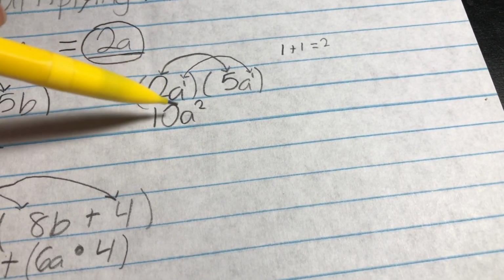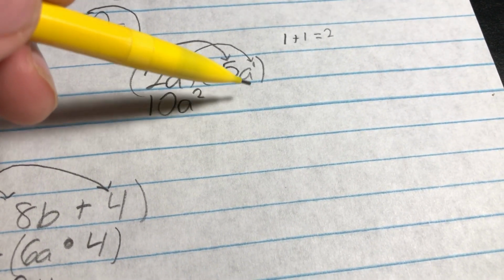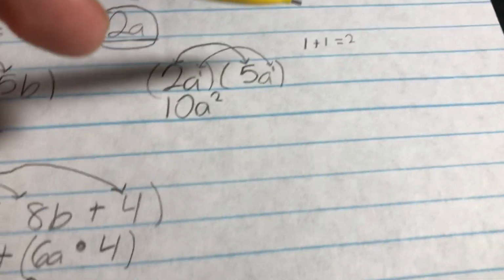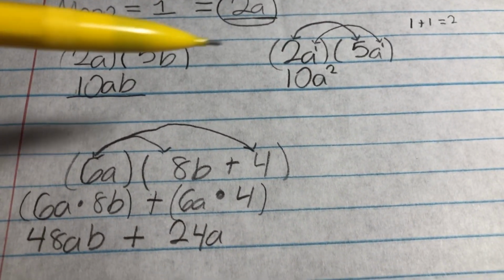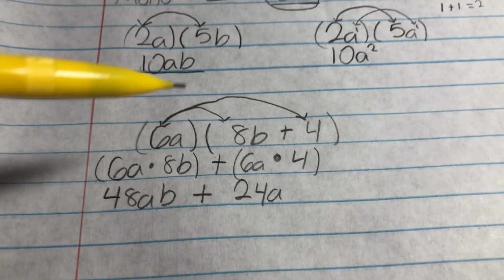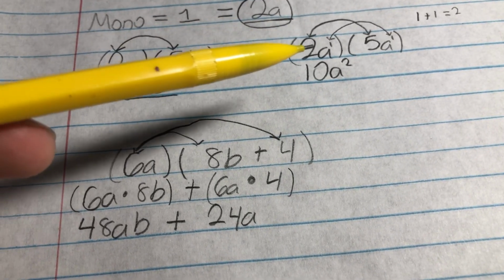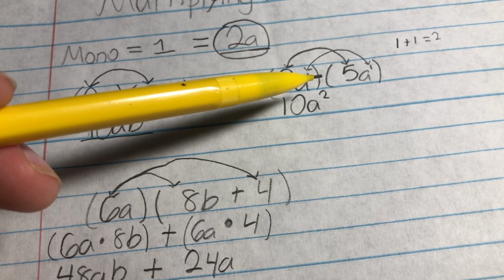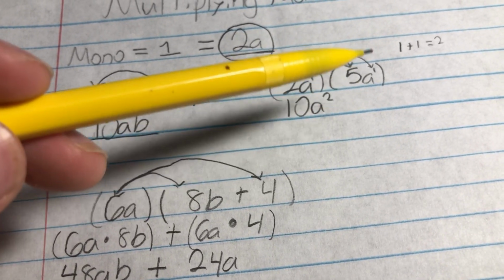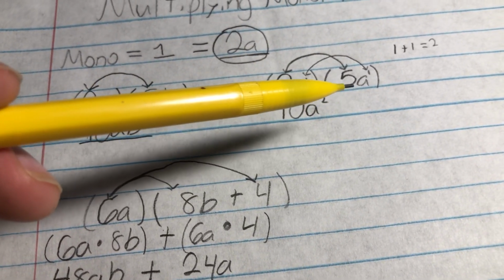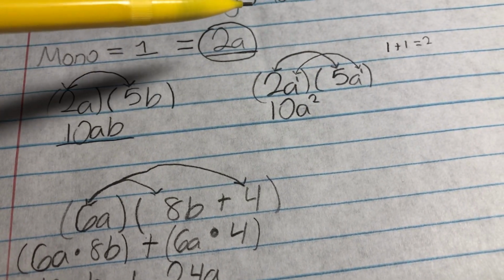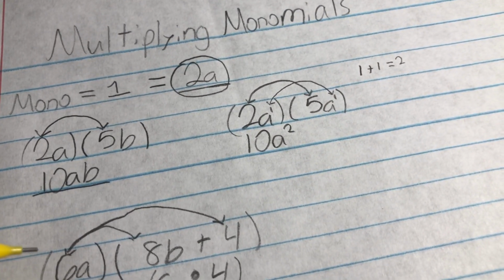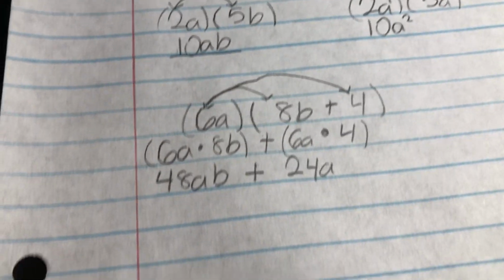So we're just going to add up whatever is above the a's, whatever is above your variable. So that's 1 plus 1, that's a 2. So that becomes 10a squared. And then so on and so on. If we had a 2a squared and a 5a squared, so both of them had 2, that would be 10a to the 4th. You're just going to add up whatever is above the a.